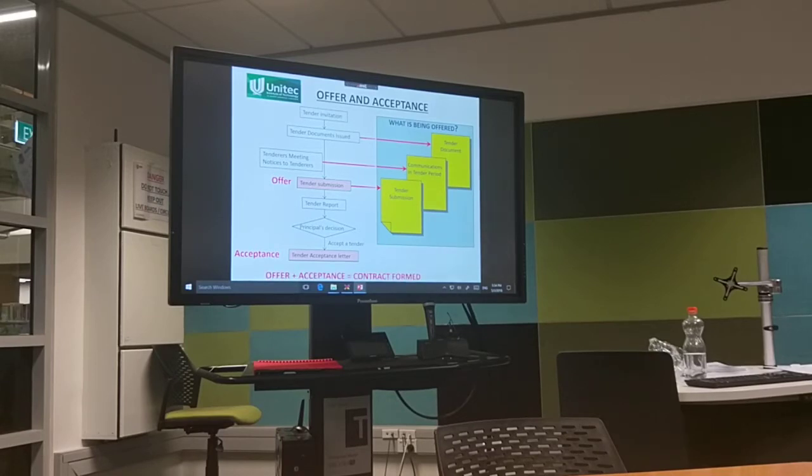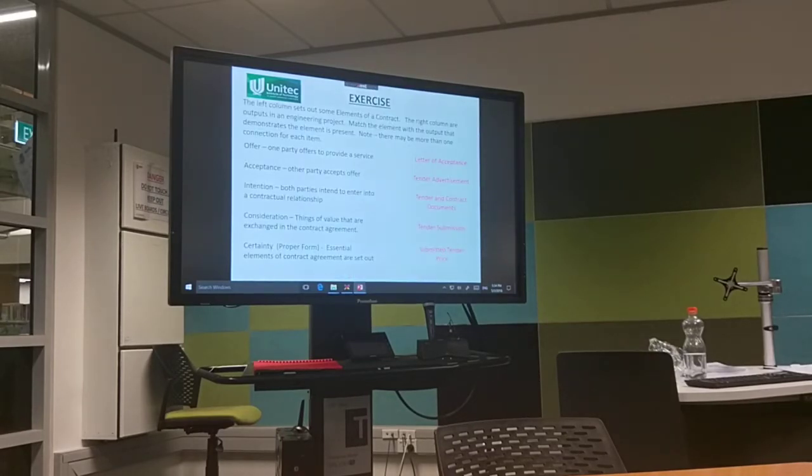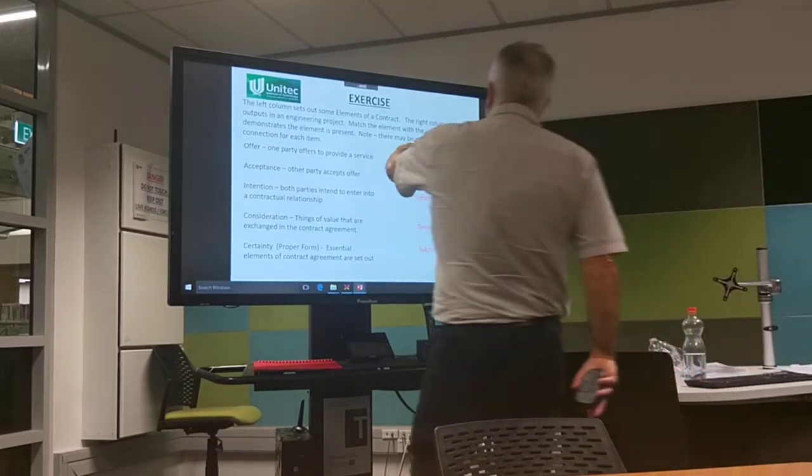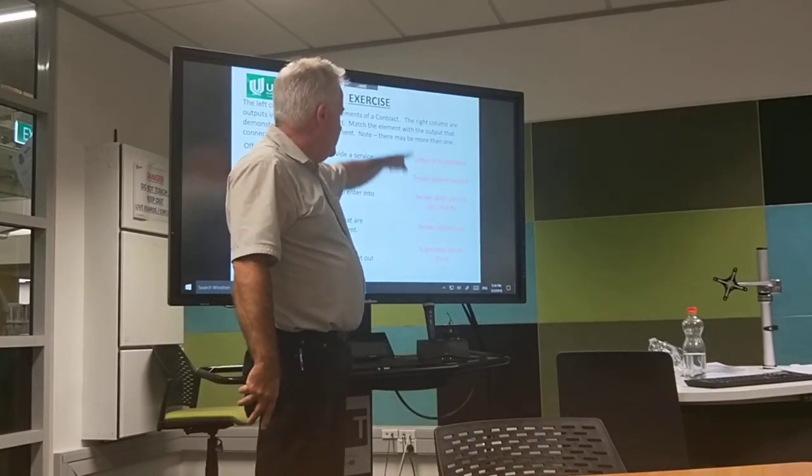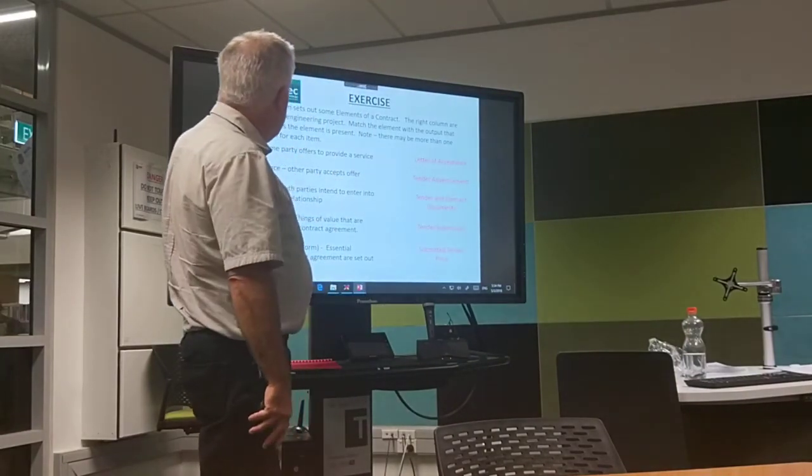Offer and acceptance contract form. So those elements of the contract, remember that claim without any wins. Remember, we need an offer and acceptance. So the offer is the, oops, that's wrong. Sorry, those things need to be matched. You need to draw little lines. So which one of these is the offer? Tender submission. Which one of these is the acceptance?